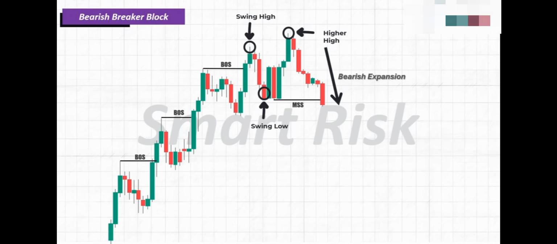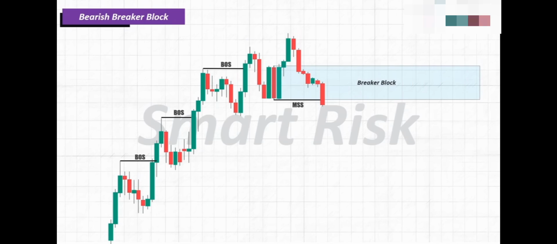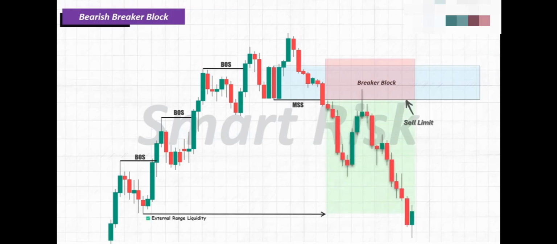In that case, the bearish breaker block zone becomes the down close candle, or series of down close candles, formed between the first swing high and the swing low. To take advantage of this setup, you can place a sell limit order at the lowest point of the breaker block and wait for price to retrace into it. Your stop loss can be placed a few pips above the zone. Or, if you want a more conservative approach, you can place your stop loss above the higher high.